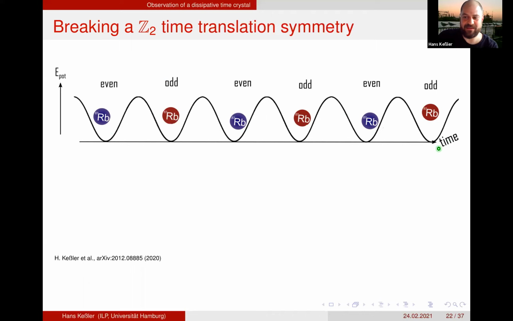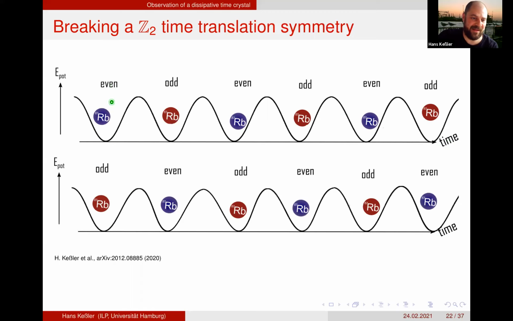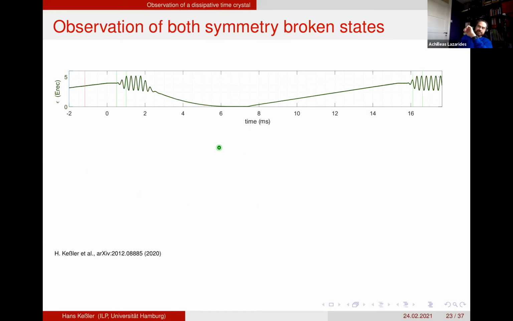This relates to the time axis. If we then start to modulate, it either starts at the even or at the odd sublattice. So it oscillates even, odd, even, odd. And the time phase between these 2 realizations is shifted by pi. So these show the 2 symmetry broken partners of the time translation symmetry.